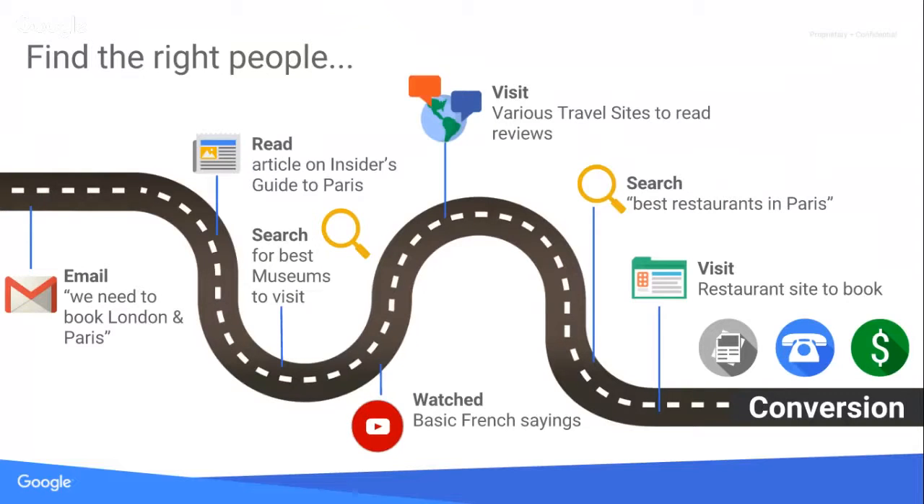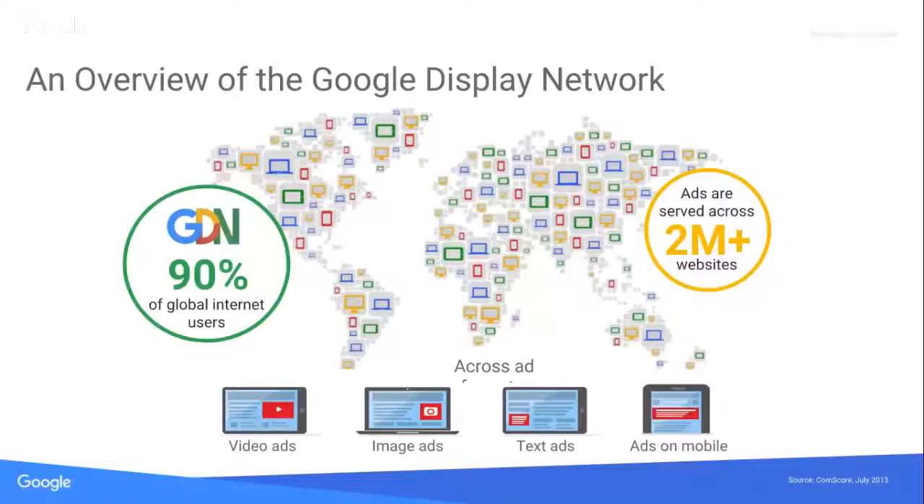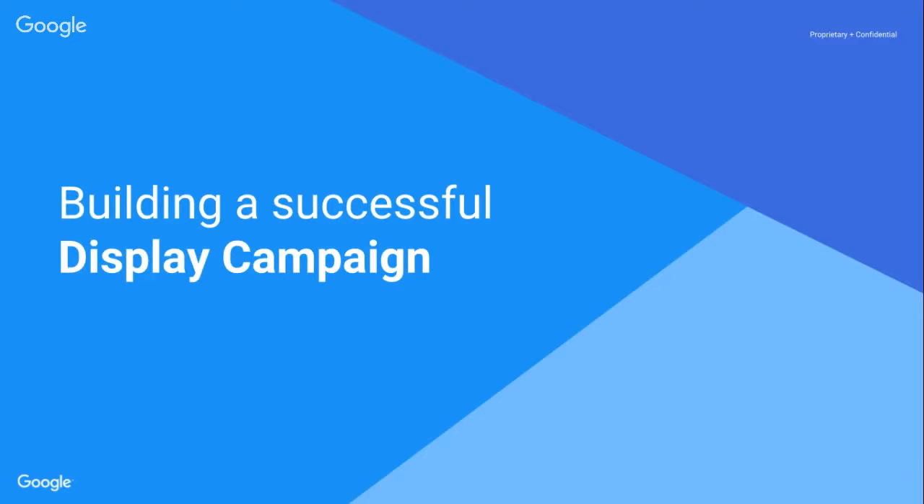Now, in a scenario like this, how do you capture your client's targeting audience at the right moment, at the right place, at scale, with effectiveness? A programmatic platform like Google Display Network helps you achieve just this by giving you access to place your ads across 2 million plus websites and apps, reaching over 90% of the global internet users. Now let's see how we can achieve this in practice.